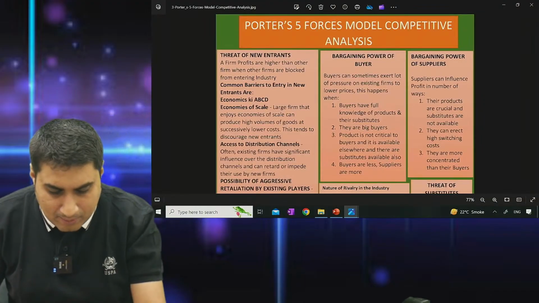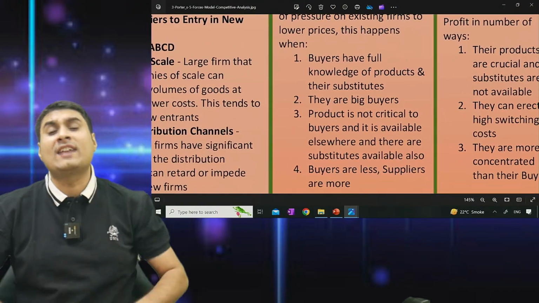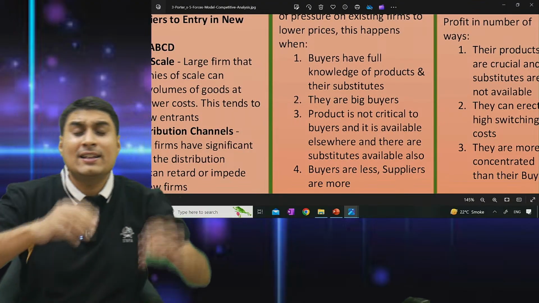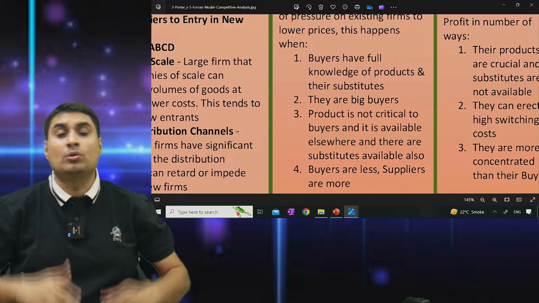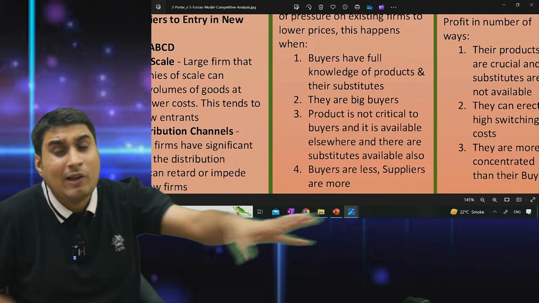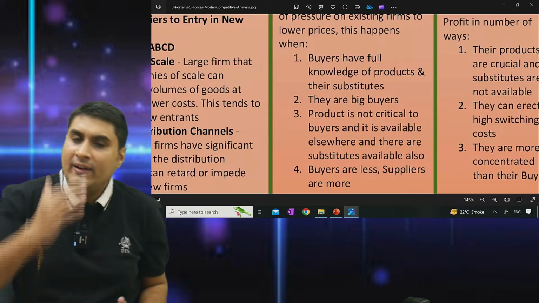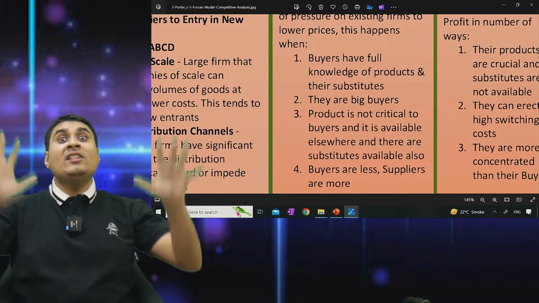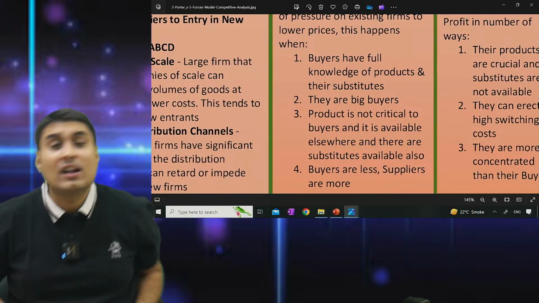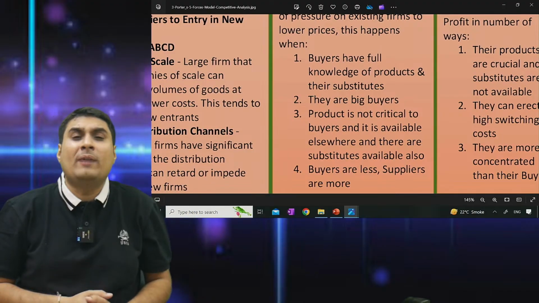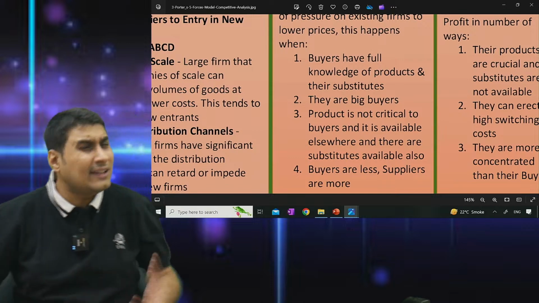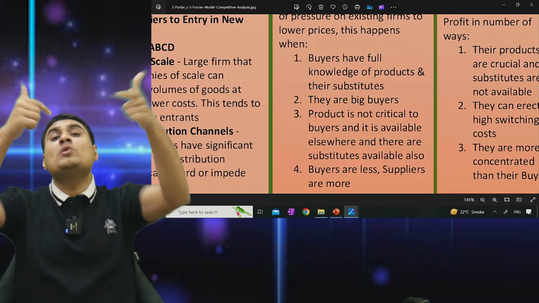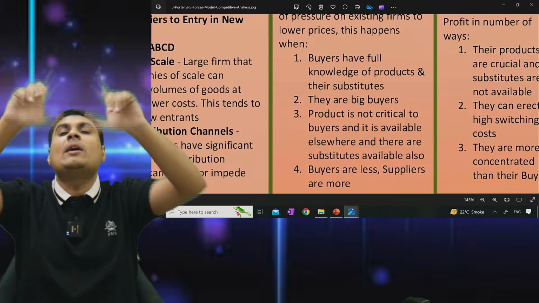Let's move to second. Bargaining power of buyer. Without seeing, tell me, when will the buyer have more power? In three situations. Number one, the buyer has full knowledge about the product and substitute. E-commerce: he knows pen drive prices, he can check everywhere. Second, when they are big buyers. If Reliance or Walmart come to buy something, they will have more power. They buy the entire shop. Whenever the buyer is big, the supplier has to listen. The buyer can control you in a better way.